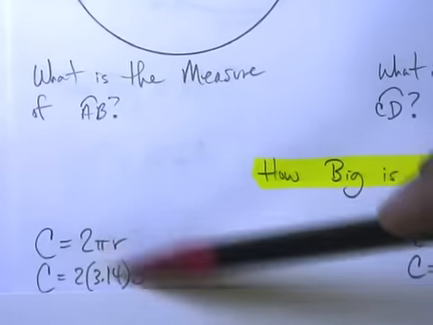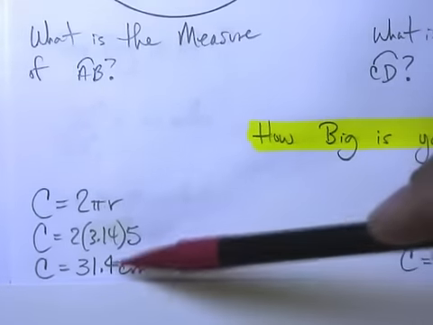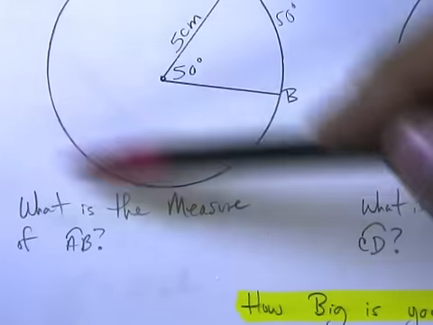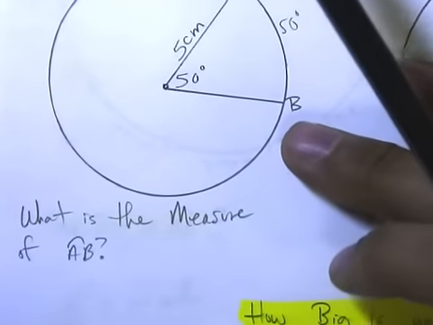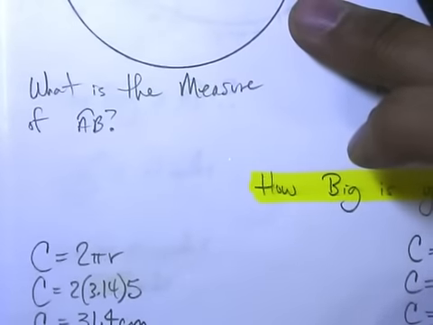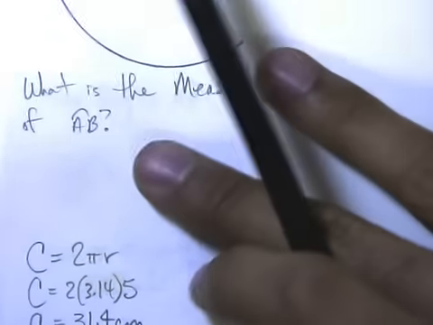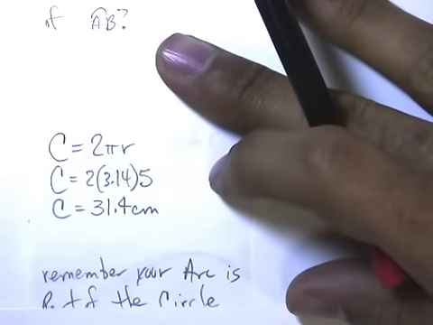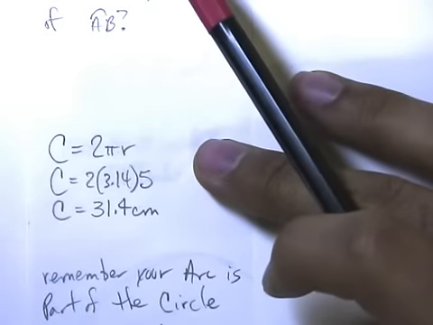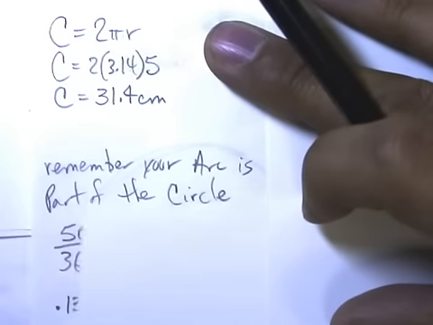Well, in this circle here, what's the radius? It's 5 centimeters. So we're going to find the circumference using 2 times pi times r. So 2 times pi, which is 3.14, times 5, gives me 31.4 centimeters. That means that the circumference of my entire circle is 31.4 centimeters. Now that I know that, I can actually figure out what the measure of arc AB is.